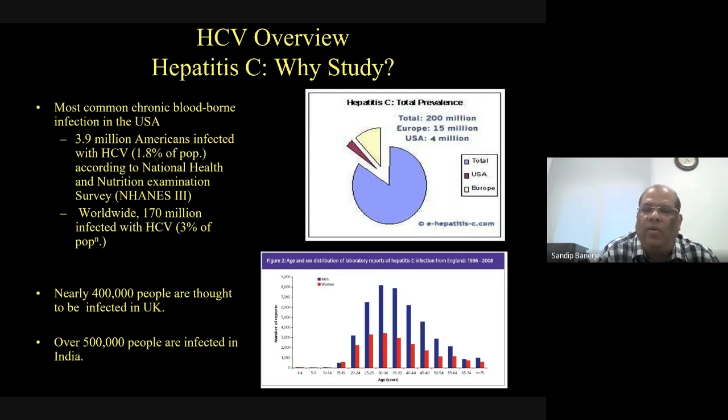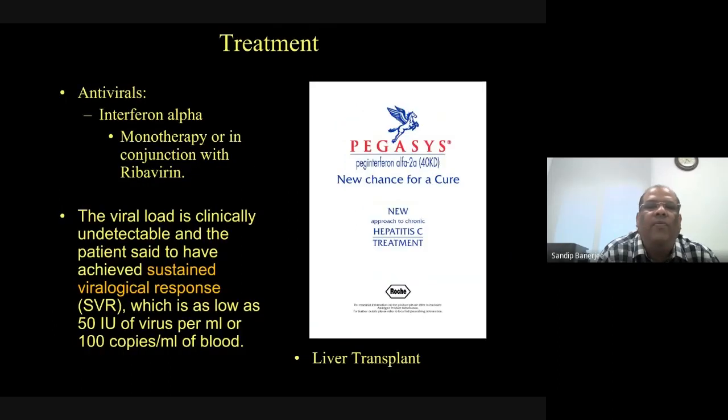And once it is inside the body, what are the drugs that are available? One is this interferon alpha, and another is this ribavirin. These are the two drugs which can be affordable by most of the people.